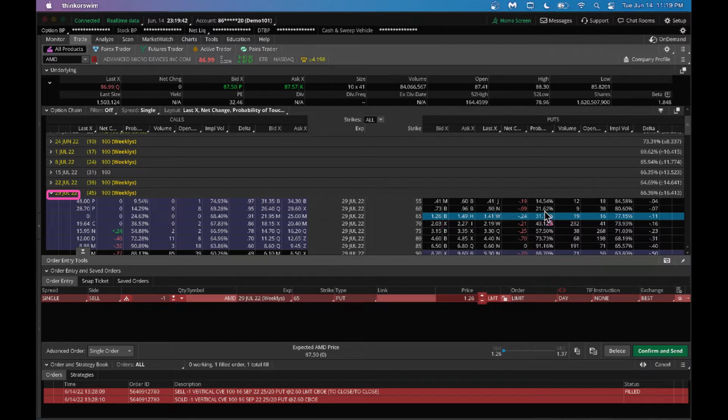Look, probability of touch here. Look, we got probability of touch. It's about 31% chance of the stock price touching $65 by 29th of July. That's a good probability of touch. You could confirm and send this and go from there.